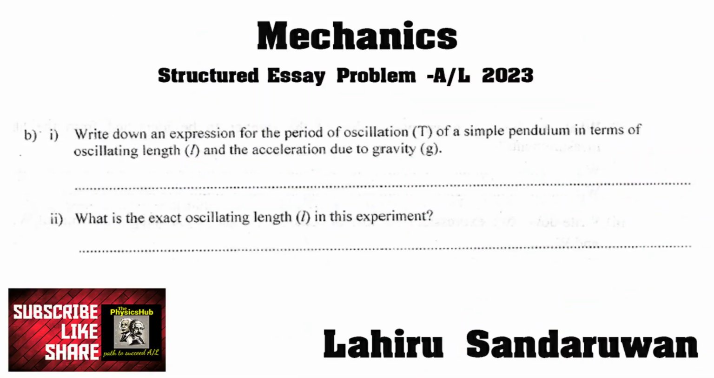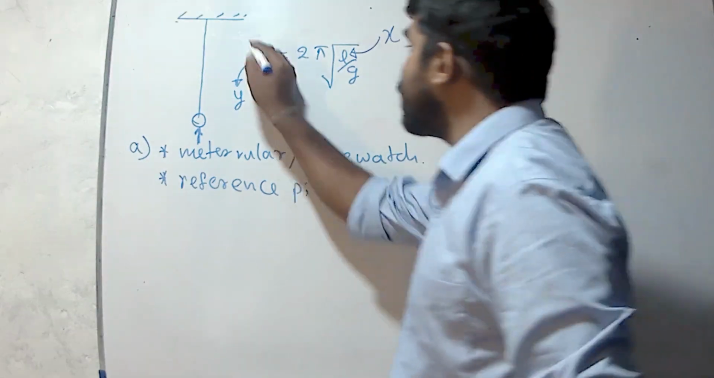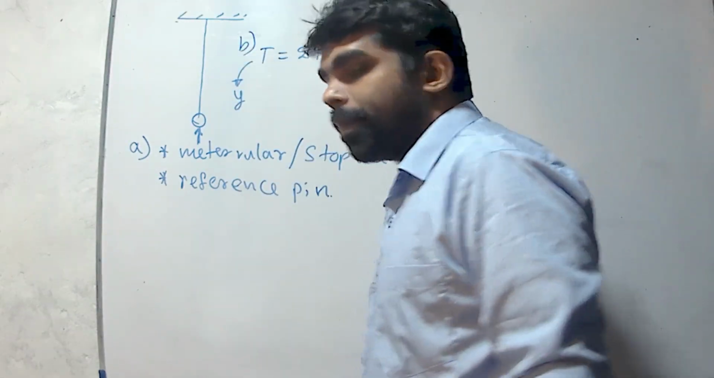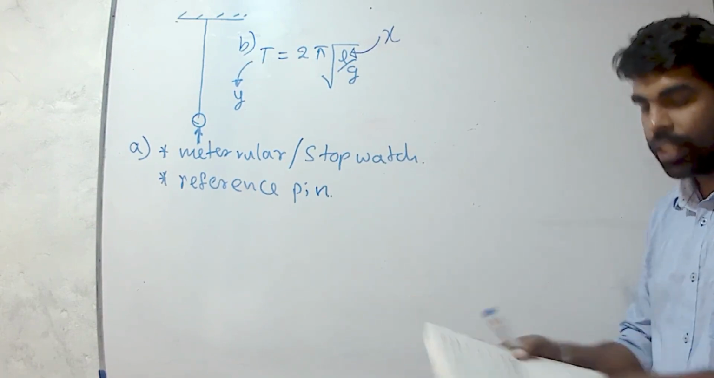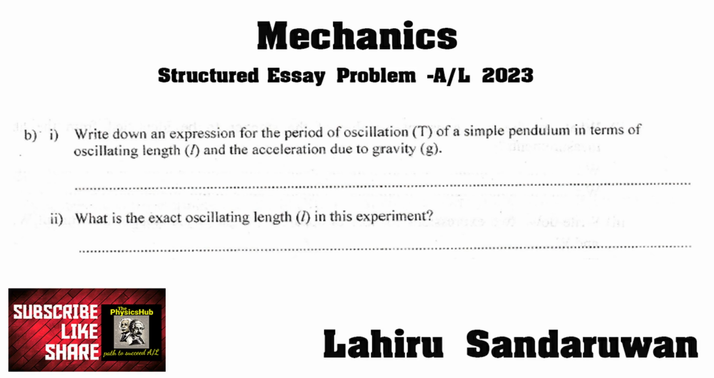Then part B, 1. Write down an expression for the period of oscillation T of the simple pendulum in terms of oscillating length L and acceleration due to gravity g. We have to write this equation. It is part B1: T equals 2 pi root L over g. Now B part 2.